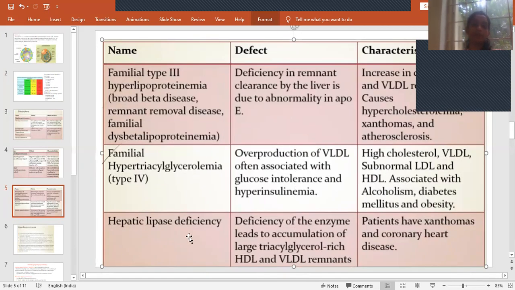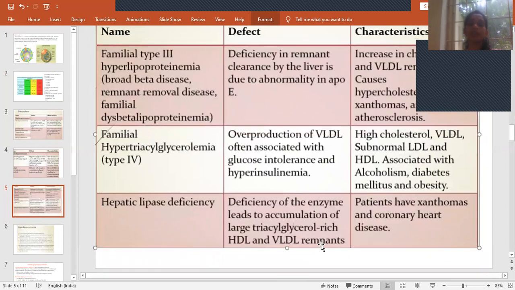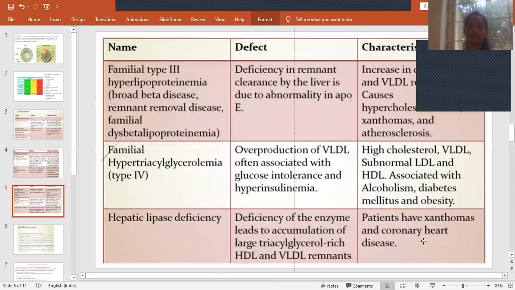And then hepatic lipase deficiency. So the defect is deficiency of the enzyme. As there is a deficiency of lipase, it leads to accumulation of large triacylglycerol-rich HDL and VLDL remnants. So there will be an increase in the VLDL and HDL levels. So patients will often experience symptoms like xanthomas and coronary heart disease. Okay.